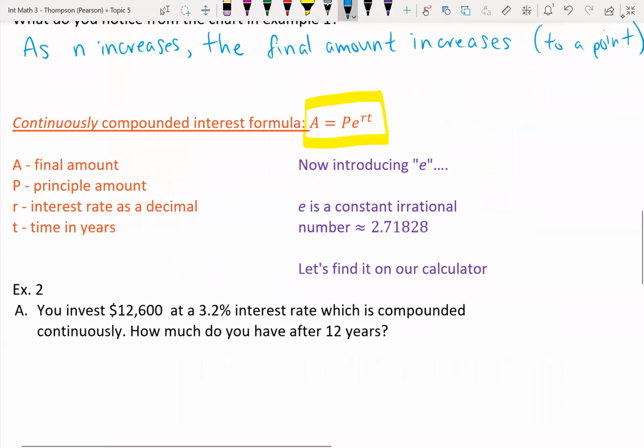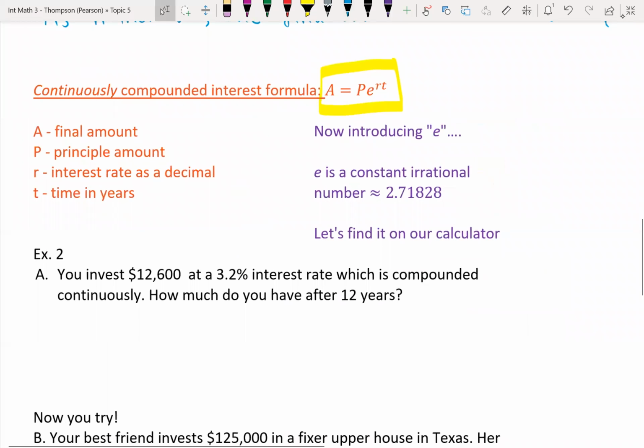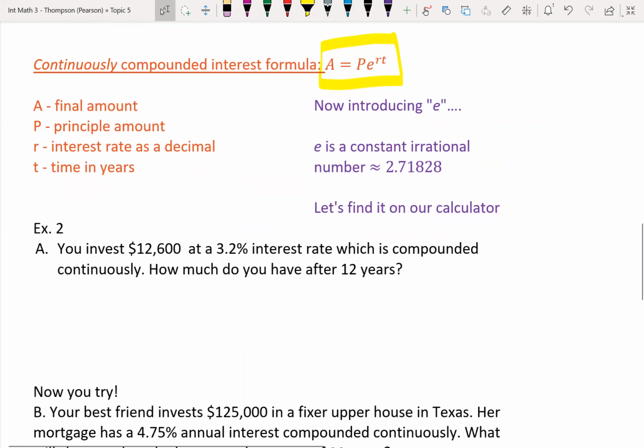All right. So example 2, you invest $12,600 at a 3.2% interest rate, which is compounded continuously. Because it says compounded continuously, I know that I'm going to use A is equal to P times e to the rt. This looks like it should be a word. I call it A-pert. Doesn't make a whole lot of sense, but it's how it sticks in my mind so that I can remember the letters. How much do you have after 12 years? So if I invest this amount, this is going to be my principal value. I've got my interest rate here, 3.2%. When I change that to a decimal, I move it over twice and I get 0.032.